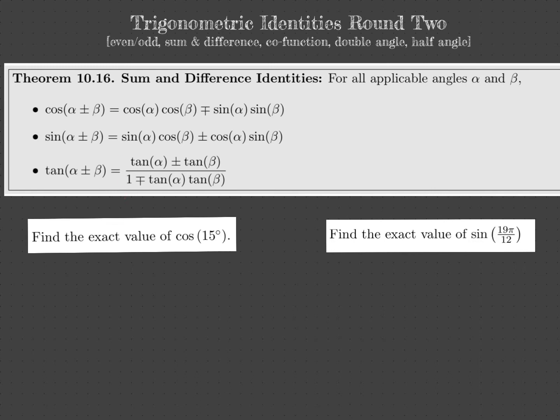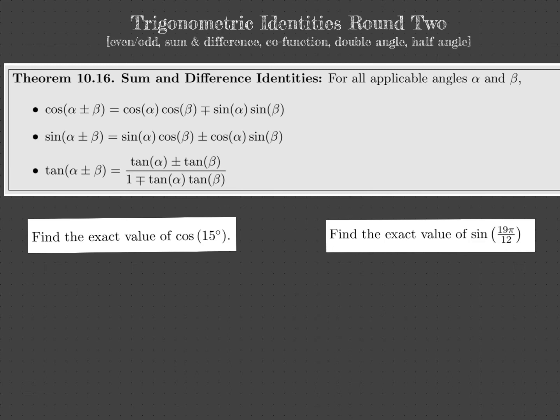Let's take a look at the first example. We want to find the exact value of the cosine of 15. Now we have to think about using our most popular angles on the unit circle to make 15 degrees. Well, our popular angles on the unit circle in quadrant 1 are 30, 45, and 60. Then we also have 0 and 90 degrees that are both on the axes. How can we make 15 degrees out of those 3?